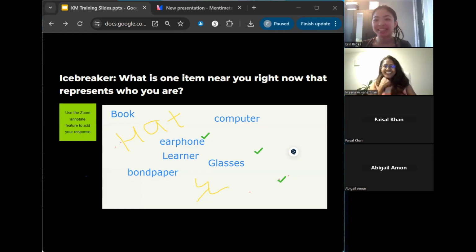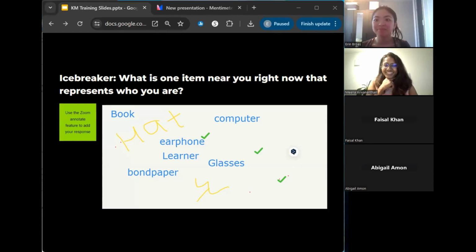Sorry. But hi everyone. I'm Abigail from the Philippines. So I put here a bond paper. For me, a bond paper kind of represents me because it's like a blank sheet of paper where I like having a space for ideas to flow. So you write down your ideas on a blank sheet of paper, and also it's a space where people can collaborate or write down their ideas. So I think providing spaces for that is something I relate to.